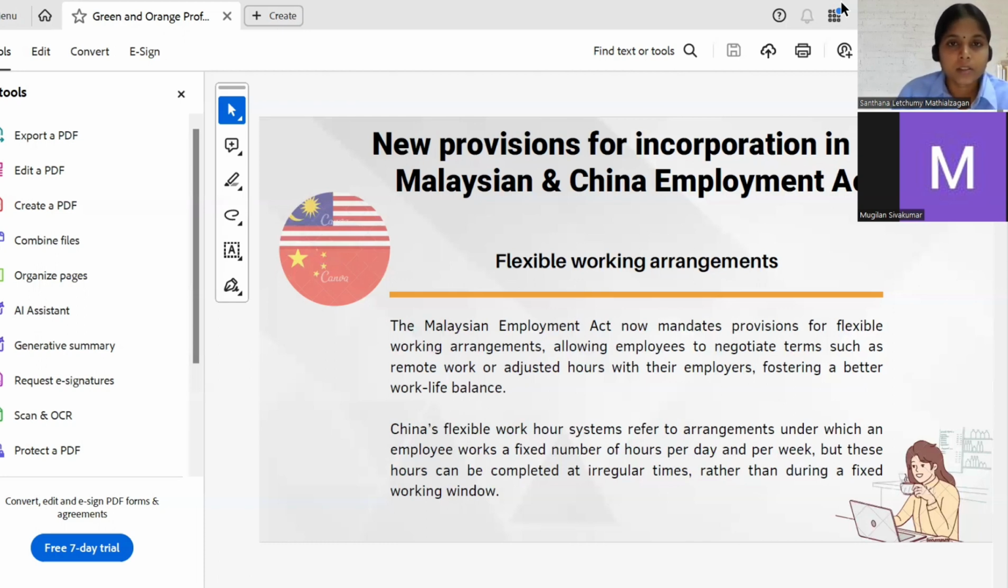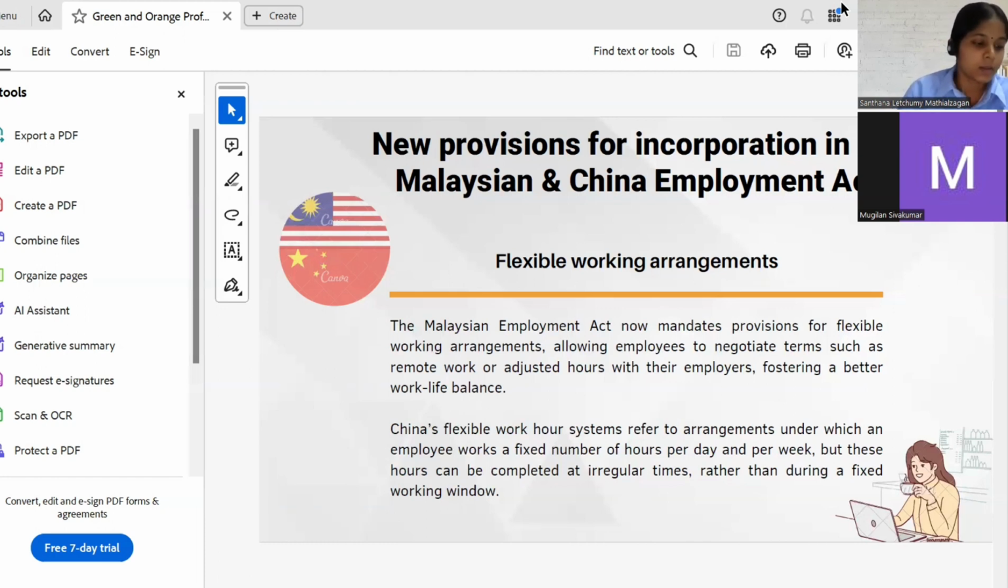The first provision in the employment acts in Malaysia and China is flexible working arrangements. The Malaysian Employment Act now maintains provisions for flexible working arrangements, allowing employees to negotiate terms such as remote work or adjusted hours with their employers, fostering a better work-life balance. The Act allows for implementation of flexible work arrangements such as telecommuting and flexible hours to accommodate the diverse needs of employees and promote productivity in Malaysia.